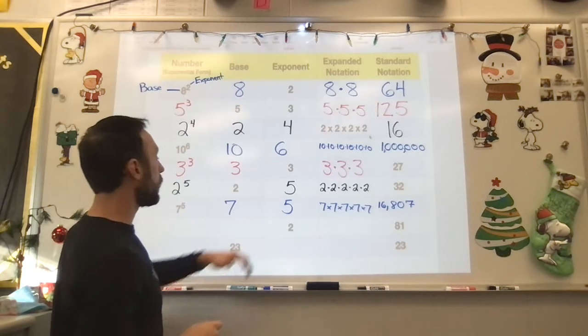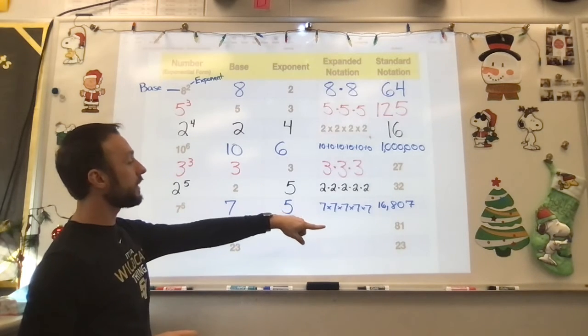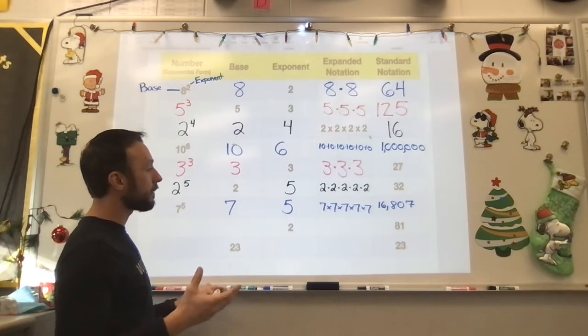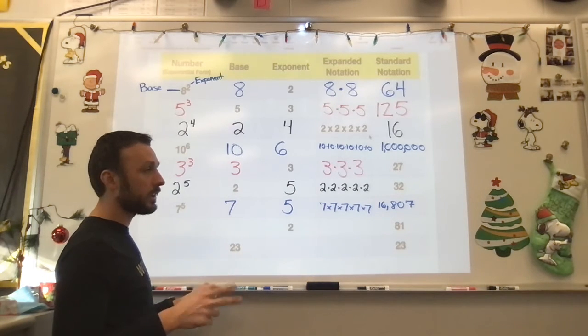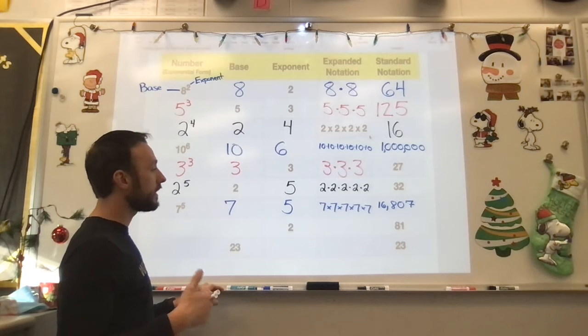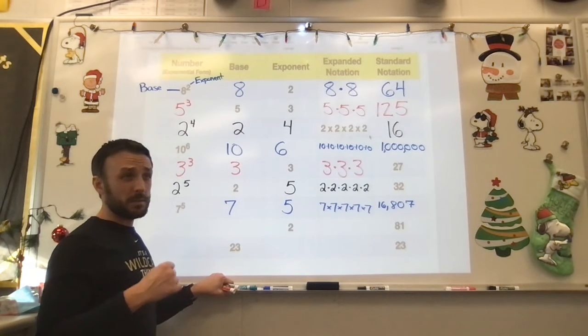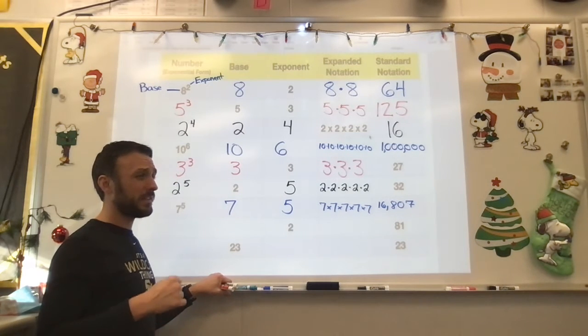My next one says, my standard notation is 81, and my exponent's 2. So that means I need to multiply a number by itself twice in order to get 81. So I have to think what number times itself gives me 81. So let's try, well, we know 3 times 3 is 9. That's not it. 4 times 4 is 16. 5 times 5 is 25.